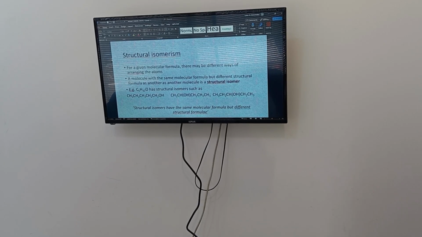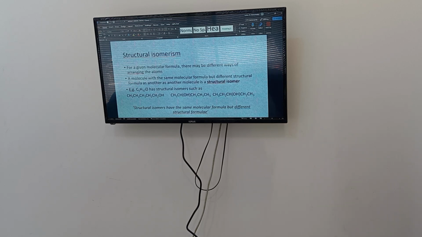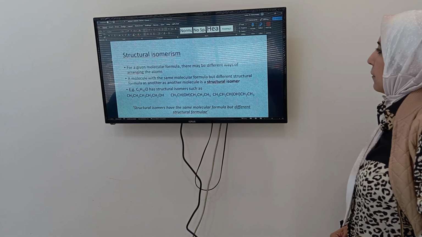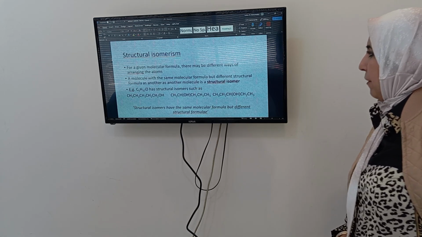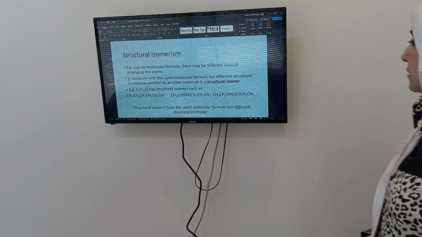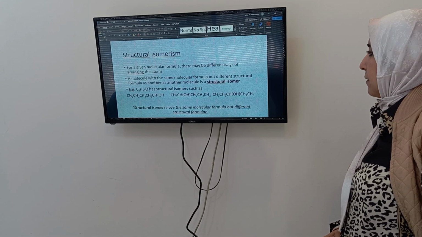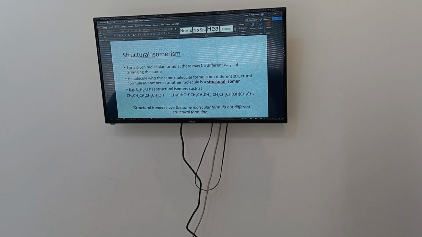Now, we can talk about structural isomerism. For a given molecular formula, there may be different ways of arranging the atoms. A molecule with the same molecular formula but a different structural formula from another molecule is called a structural isomer.